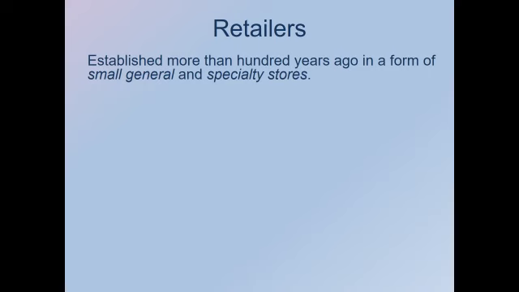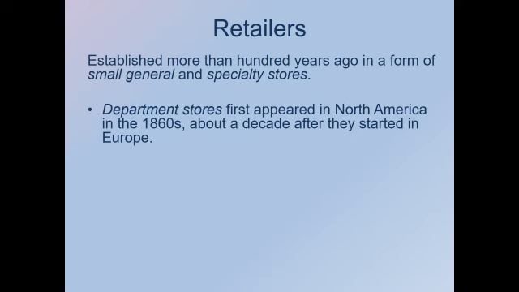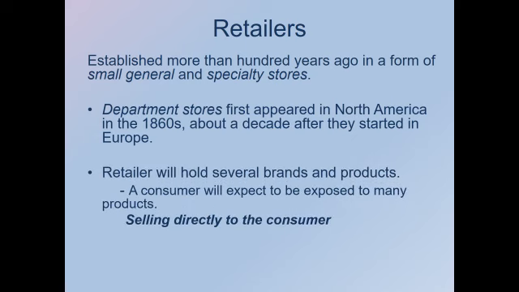They also came along with department stores, and a little trivia for you. Department stores were first established here in North America in the 1860s, and about a decade after, they started in Europe. Retailers will hold several brands and products, and a consumer will always be exposed to many of these products and find the best deal. They also give them a choice, and of course retailers sell directly to the consumer.